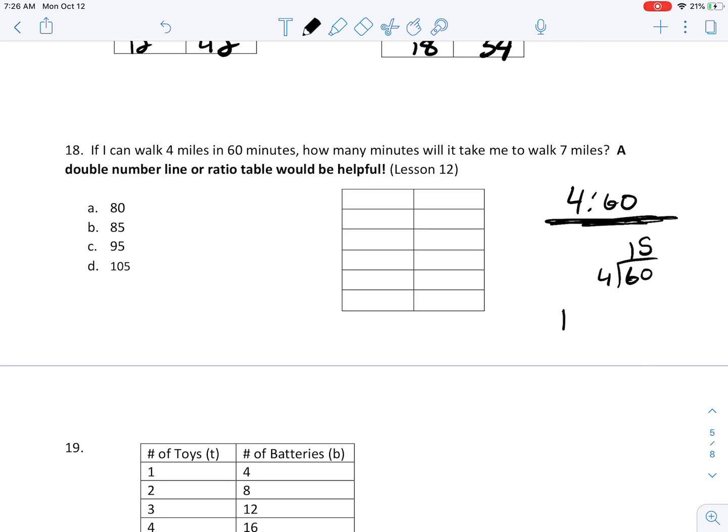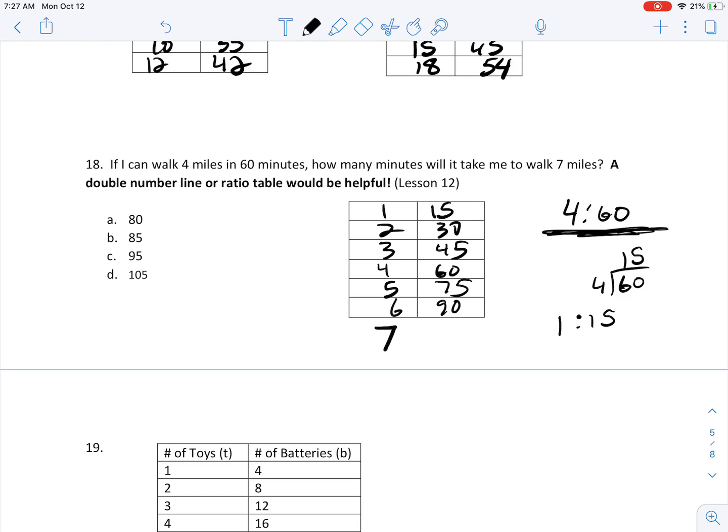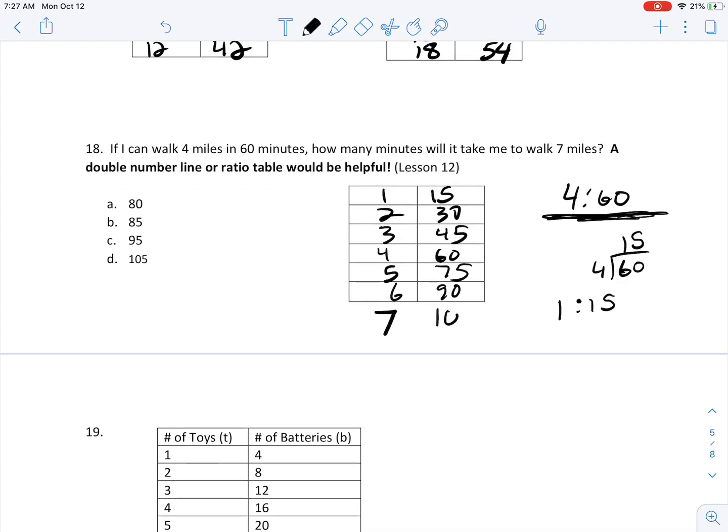Okay, so one mile took them 15 minutes. So that's how we start off our table. 2 to 30, 3 to 45, 4 to 60 as we had, 5 to 75, and 6 to 90. And we look at what they're asking. They're asking for 7 miles. So all we have to do is extend our table 1 row, and we add 15 to 90, which gives you 105. So our answer is 105 minutes, which is letter D.